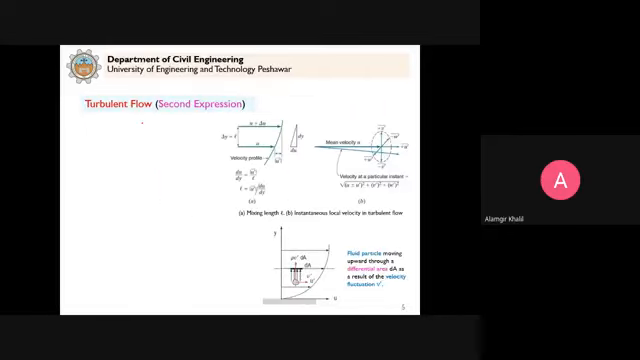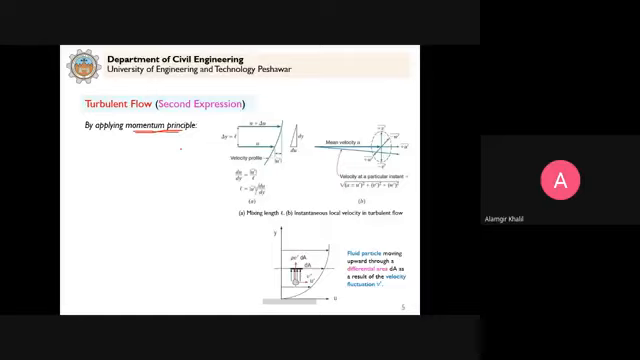Similarly, there is a second expression, and as I said, the second expression is based on the momentum principle. The momentum principle we apply in fluid mechanics and hydraulics in order to calculate the forces in fluid flow. Whenever you want to calculate the forces, we cannot apply the continuity equation, neither can we apply the Bernoulli equation, because the continuity equation is the law of conservation of mass and the Bernoulli equation is based on the law of conservation of energy.